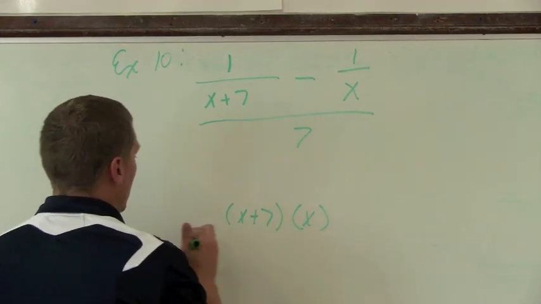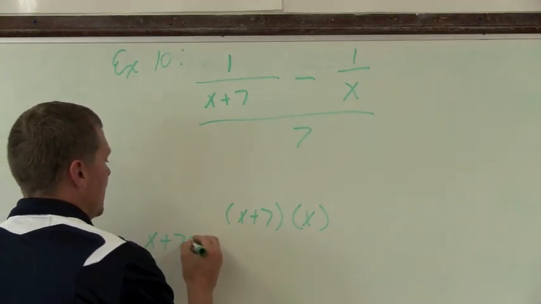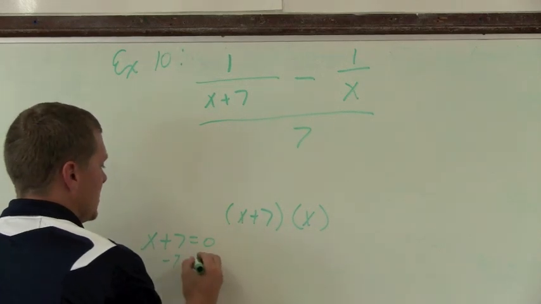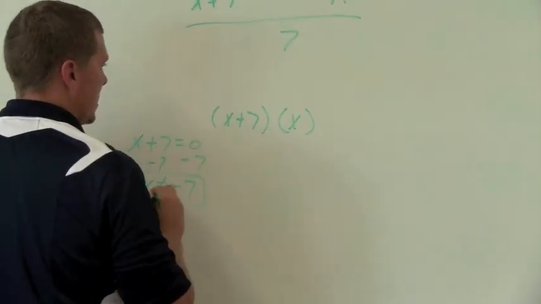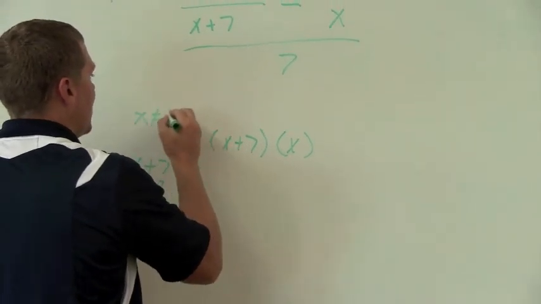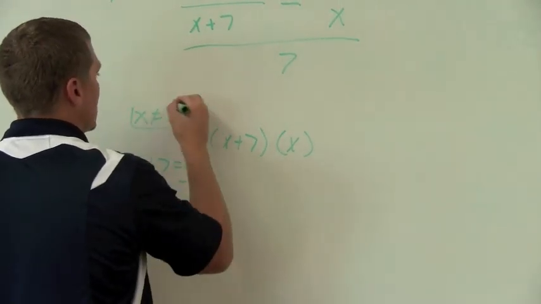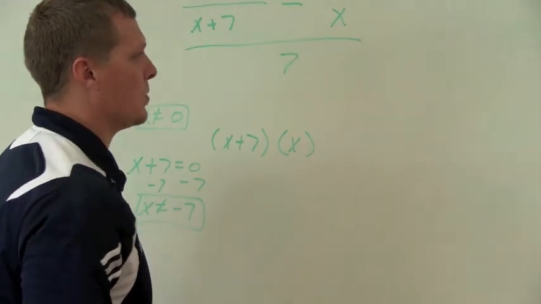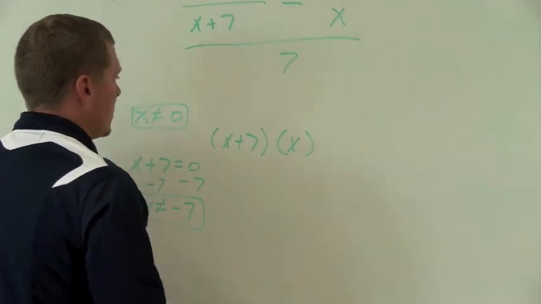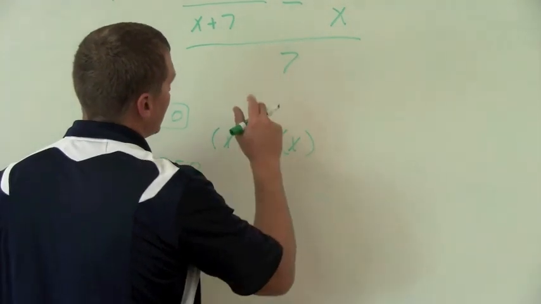Okay? We need to find our two restrictions right now. So we set them equal to 0. We subtract 7. x cannot be negative 7. There's one restriction. We know x cannot be 0. There's our other restriction. Because if any of those are those numbers, we get 0 in the denominator, we can't have that. So now, that's our common denominator for the top.